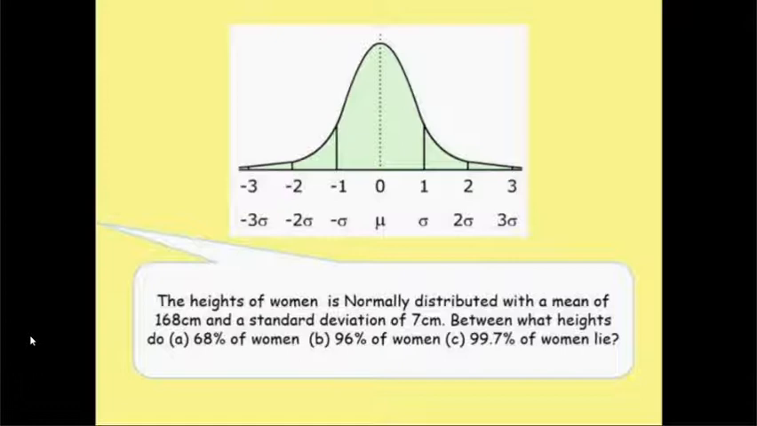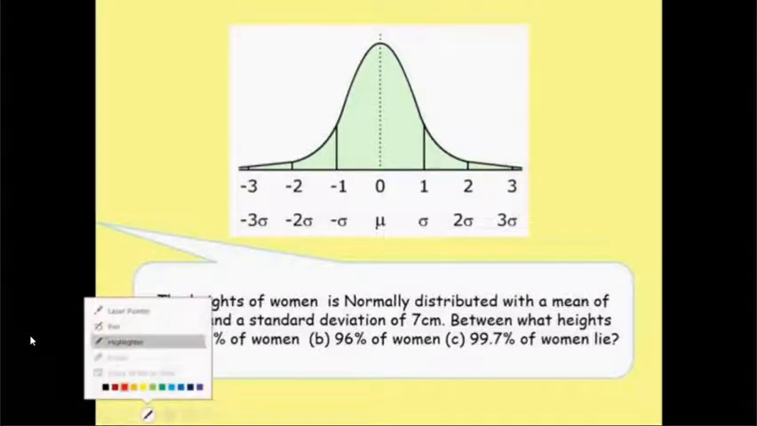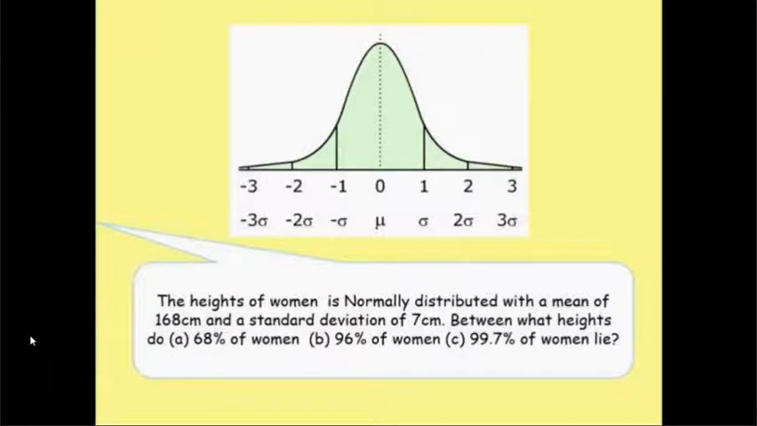Right, another question, have a think about this. The heights of women are normally distributed with a mean of 168 centimetres and a standard deviation of 7. Between what heights do 68% of the women, 96% of the women, and 99.7% of the women lie? Now, obviously, just use this as a standard deviation curve, but actually change the values. So my mean is going to be 168, so this one here is 168 in the middle, and a standard deviation of 7.